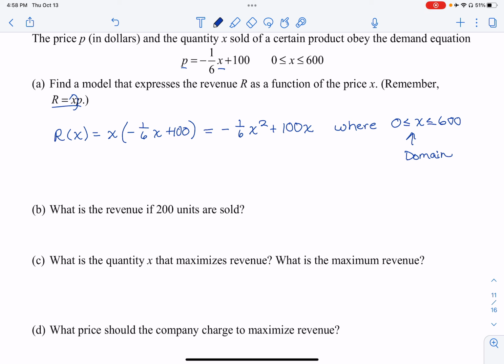Okay, so that's step A. That would be just this part, really. That's equal to R of X. The next part, what is the revenue if 200 units are sold? Since X is the number of units sold, we want to find out what's the revenue when X equals 200. So we want to find R of 200.